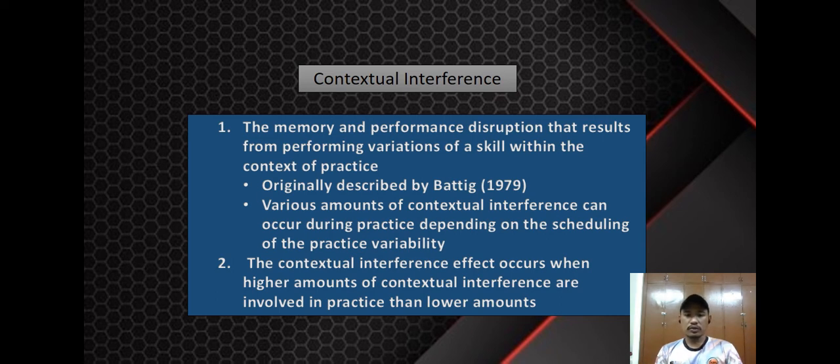Okay, for contextual interference, there are two points. The first one is the memory and performance disruption that results from performing variations of a skill within the context of practice, originally described by Battig in 1979. The amount of contextual interference can vary during practice depending on the schedule of the practice variability. And the second one is the contextual interference effect, which occurs when a higher amount of contextual interference is involved in practice than a lower amount.